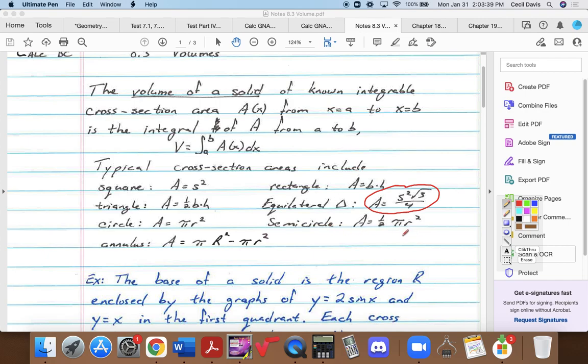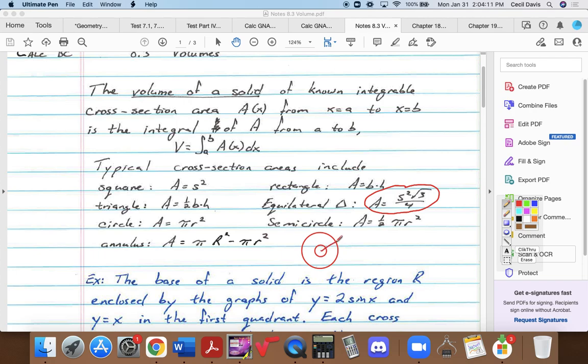A semicircle comes up fairly regularly. And then an annulus. You're like, what the heck is an annulus? It's a circle. That's a ring. It's a donut, but it's not three-dimensional like a donut. It's flat. It's a flat donut. It's a washer. A washer is frequently what people will call it.